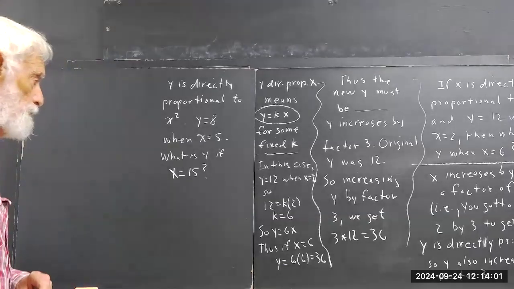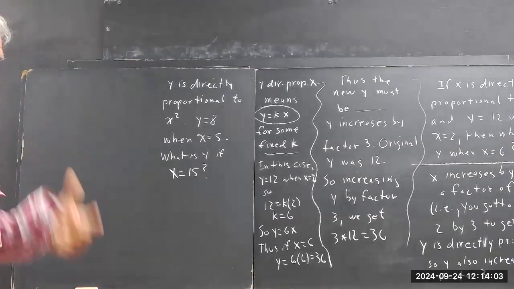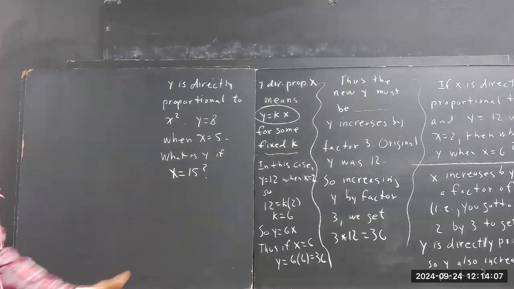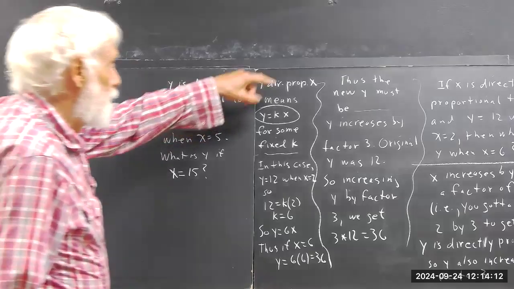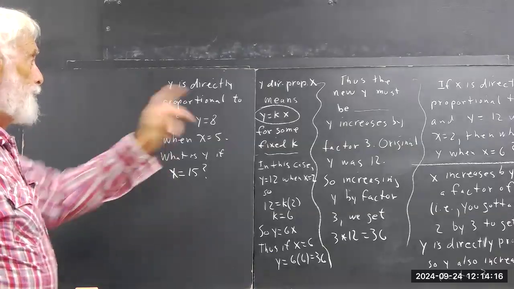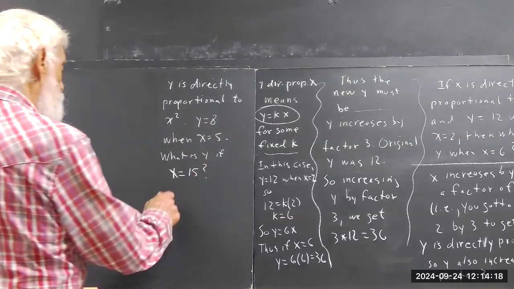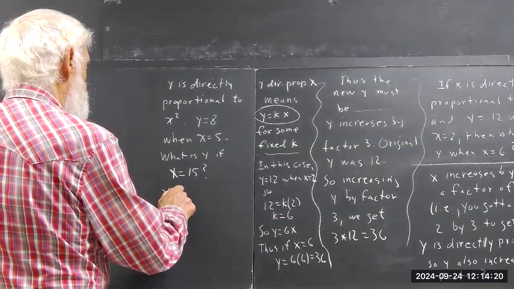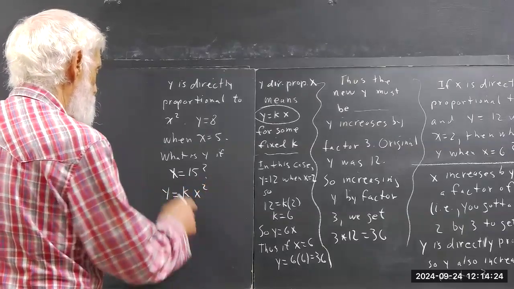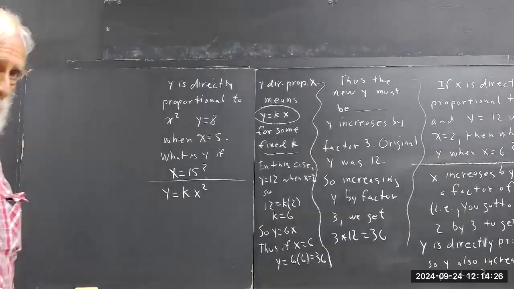Okay, class as a whole got about 60% on this, which is pretty good. Means the rest of you are going to understand it pretty well when I write it out. Y directly proportional to something means y equals k times that something. If that something is x squared, then you write y equals k x squared.